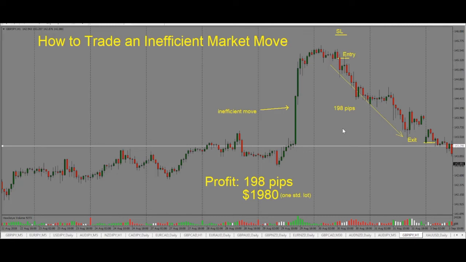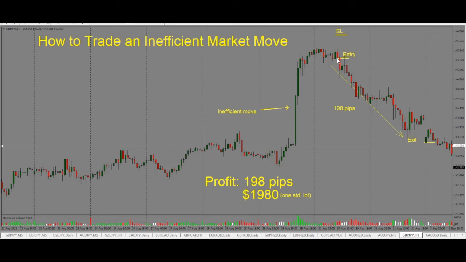So that's how we would trade an inefficient market move. So just to recap here, an inefficient market move is when price moves up suddenly, or it could be to the downside. In this example, this is a bullish inefficient move here. And then we're waiting for price to stabilize. Once we see that price has not moved up higher, there's no more momentum left in that move, we're looking to trade the price in the opposite direction of this initial move. So we're looking to short this here, and we wait for a nice bearish candle here.